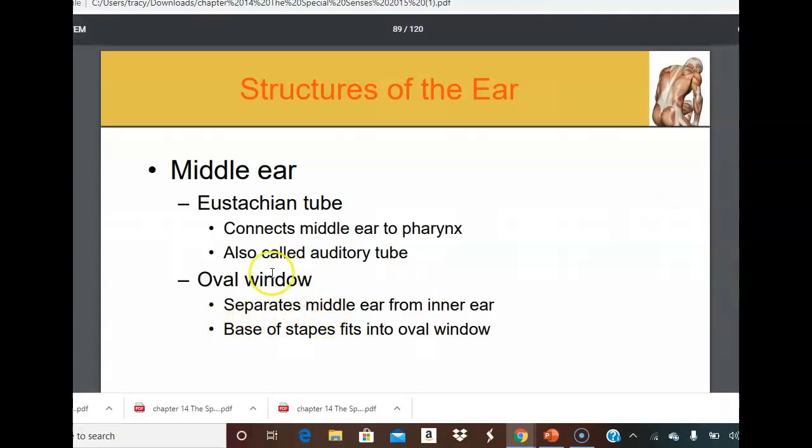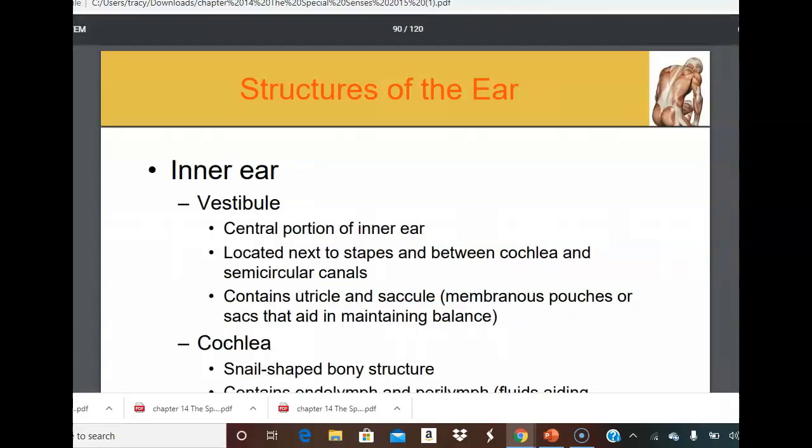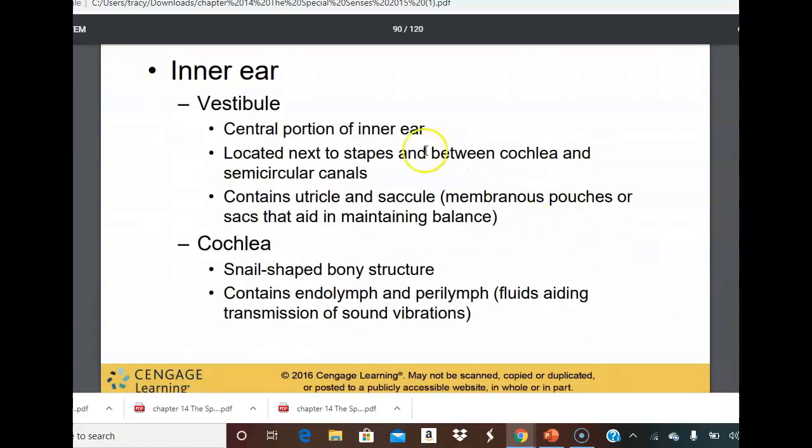in just a minute. And the oval window is sort of the cutoff point between the middle ear and the inner ear. The base of the stapes fits into that oval window, and then we'll get a different form of movement of these sound waves as we hit that point. So then we hit the inner ear. There's a couple of different structures in the inner ear that are very important.